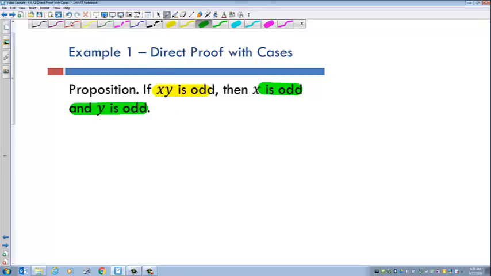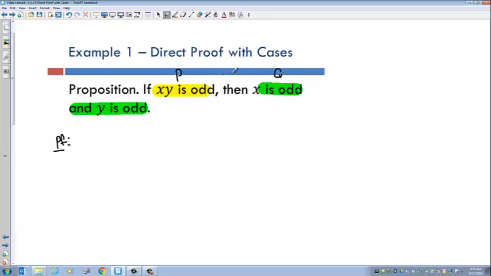So the idea, just like we did last time, is that we want to start with the words proof. So we'll write PF. This stands for proof, and we will assume our P. So here's our P, and here's our Q over here. So we want to assume P. So let's suppose x times y is odd. And I guess we're also assuming x and y are integers, but let's suppose that's given. So let's just suppose xy is odd.